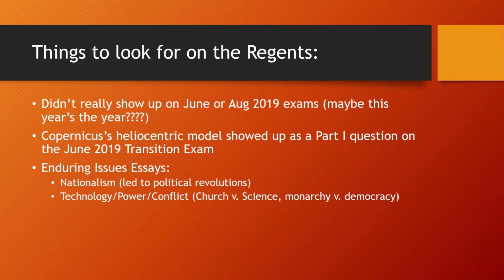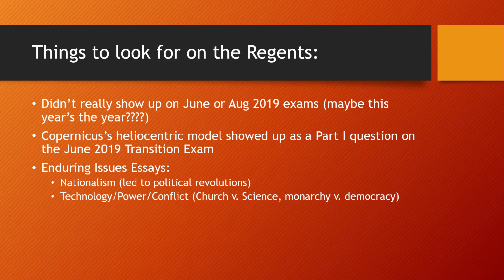So to wrap up, what should you look for on the Regents exam and review just ongoing throughout the year? This topic did not really show up too much on the June or August 2019 exam, so maybe in June 2020 you'll see something about the Enlightenment on the Regents exam. As I said before, Copernicus's heliocentric model did show up as a part 1 question on the June 2019 transition exam, so we know that this topic is in the minds of those making the test. We'll see what happens with that.